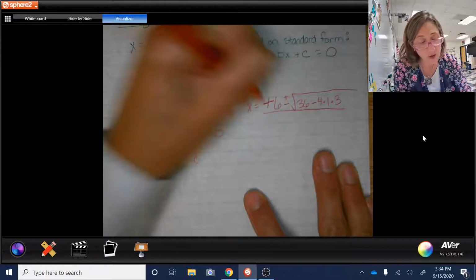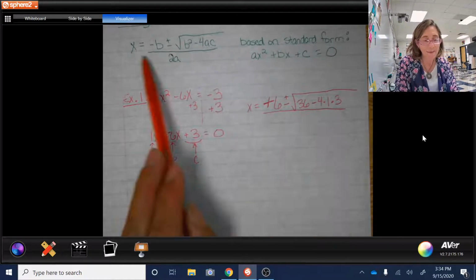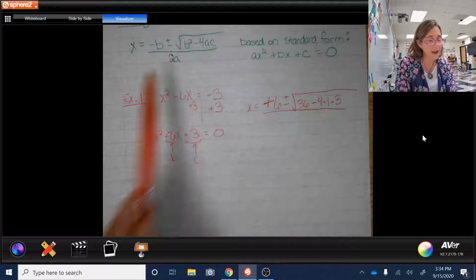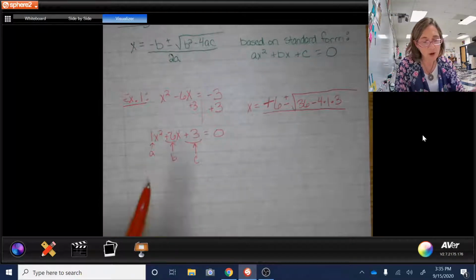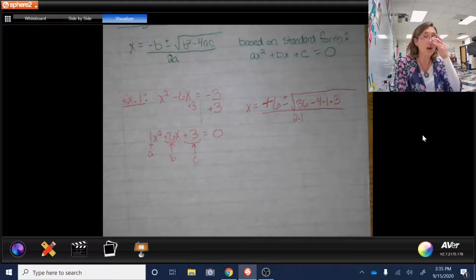All over. And when you draw that fraction line, notice it goes all over. So the entire thing is over the 2a. So be careful when you write that. So 2 times a, 2 times 1 would be 2. I'll put 2 times 1 so you can see that I thought about filling in that a number. I didn't forget about it.